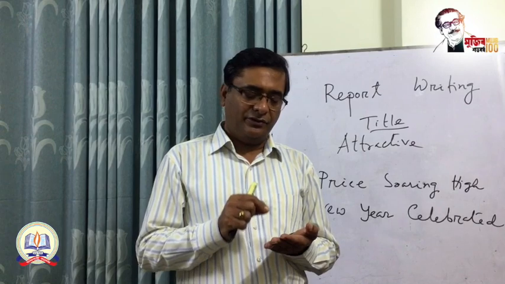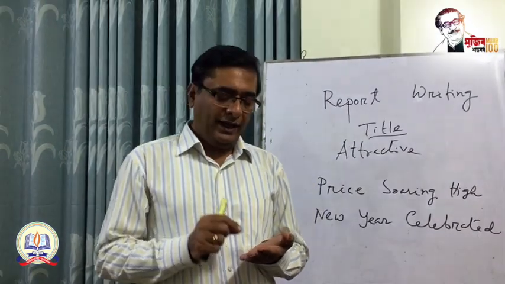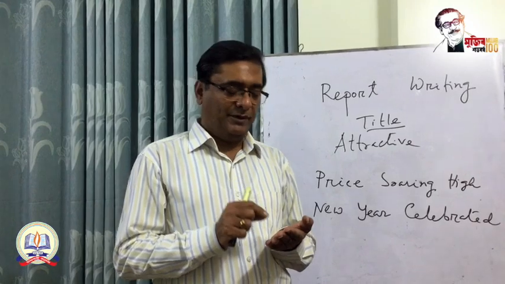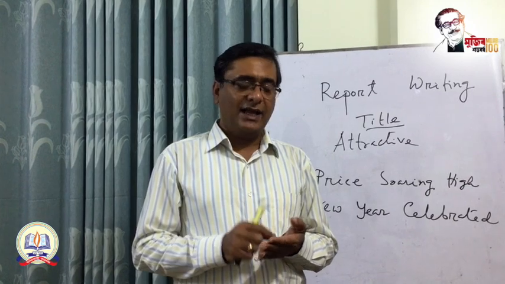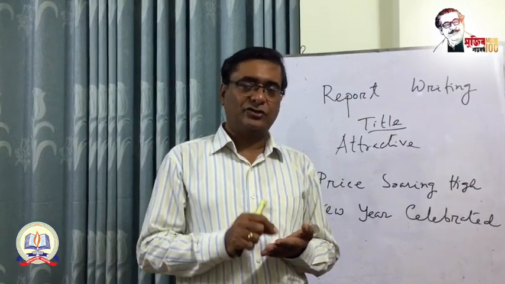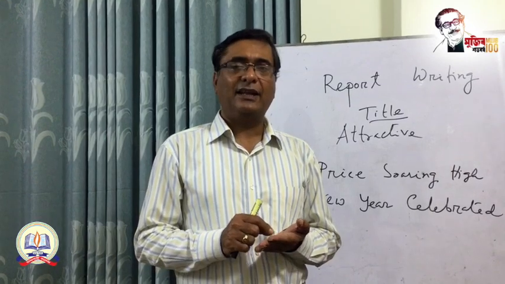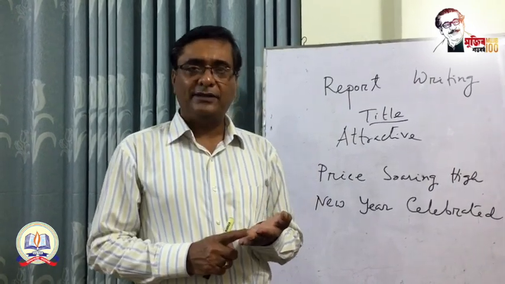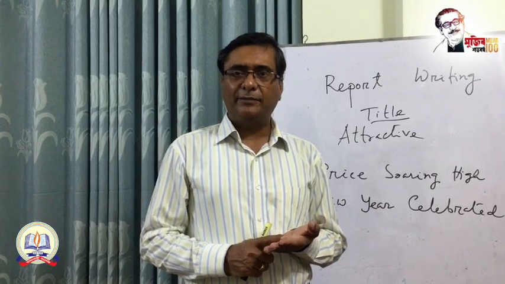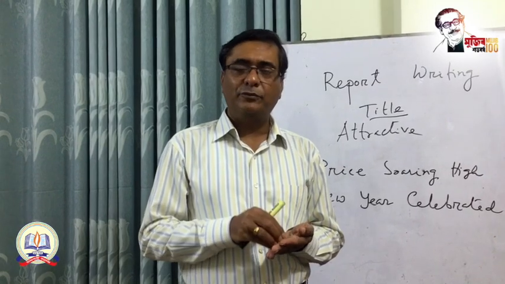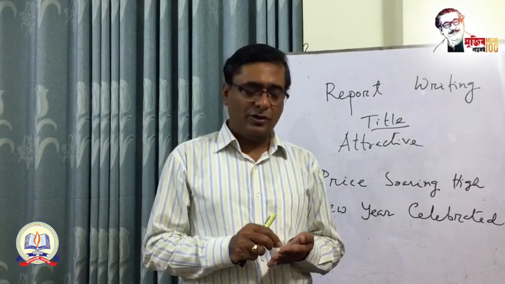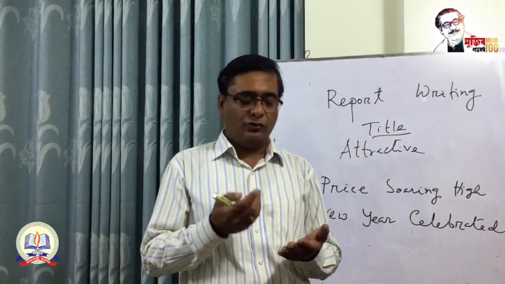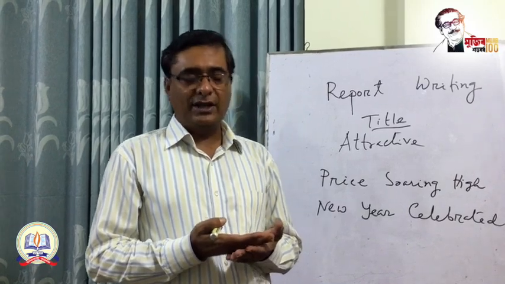In the nut graph, or in the first sentence of the report, every important detail is given. That means the most important information is given in the first sentence, and in the first sentence the answers of all WH questions are given. For example, what happened, why did it happen, where did it happen, how did it happen, when did it happen. So the answer of all these WH questions come at the beginning sentence, and that sentence is known as nut graph or hook sentence.